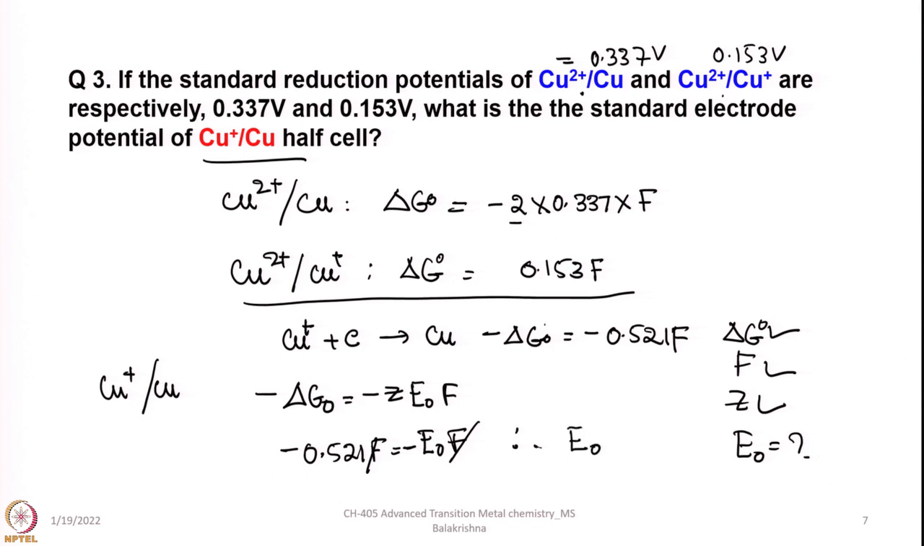So, the standard electrode potential of Cu+ to copper equals 0.521 volts. So, this is the answer. So, this is how an unknown quantity can be found out.